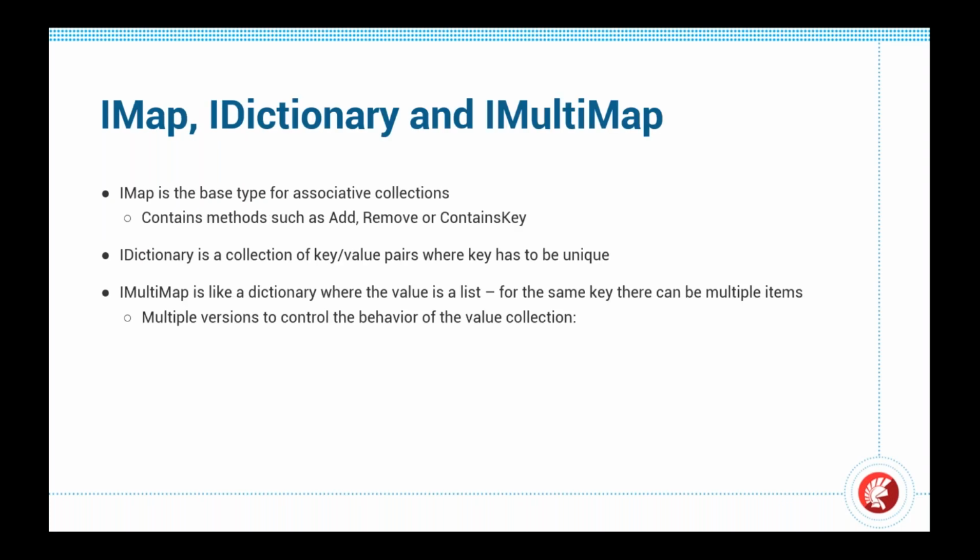So then there are the more advanced types like map, dictionary, or multi-map. And map is an associative collection that contains the methods to add, remove, or look up a key. The dictionary is then a collection of key value pairs where the key has to be unique. We know that from the RTL already. But then there's also a multi-map. And this is basically like a dictionary where for each key you can have a collection of values. Or think of it as a dictionary of key and list of values.